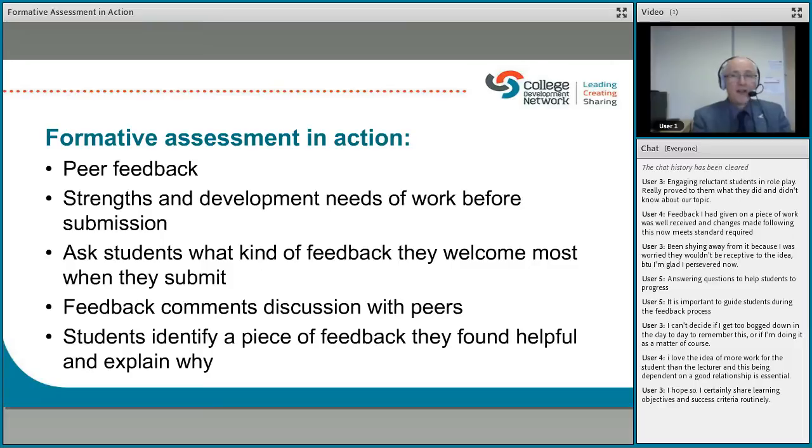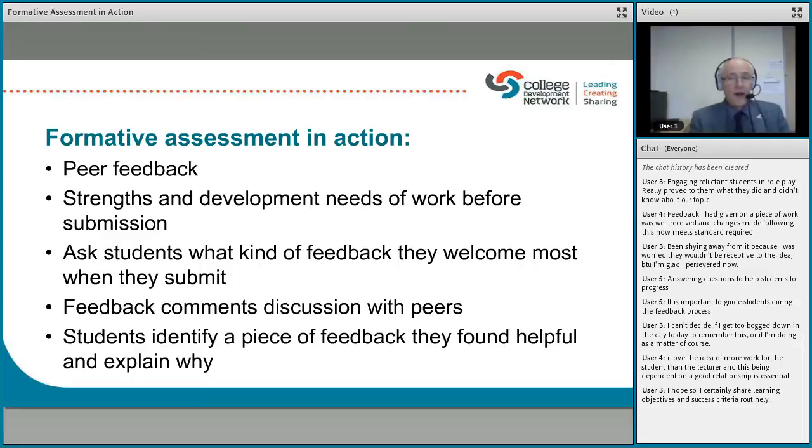And that's a nice question when you're trying to get them to do peer feedback. What could be better if? So, peer feedback's an obvious one. That's formative assessment in action.